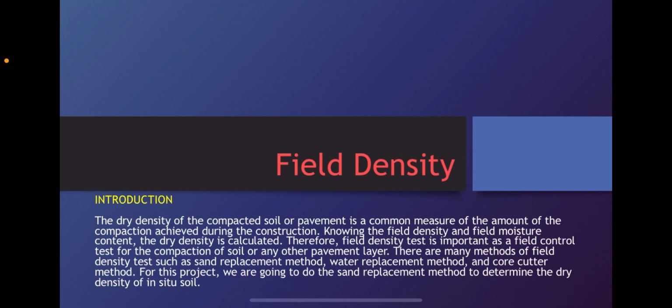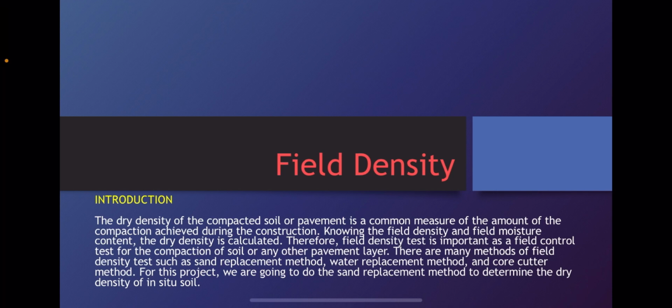Lastly, for the last experiment for my mini project is field density. The introduction: the dry density of the compacted soil or pavement is a common measure of the amount of compaction achieved during the construction. Knowing the field density and field moisture content, the dry density is calculated. Therefore, the field density test is important as a field control test for the compaction of soil or any other pavement layer.